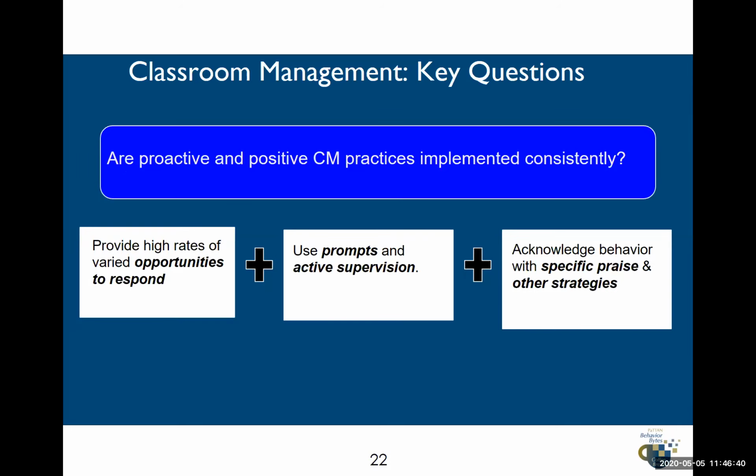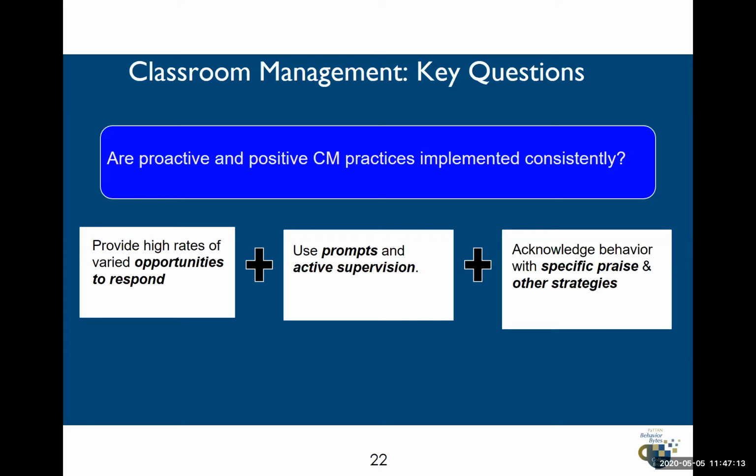Once your students are within your classroom, we then ask the question, am I using proactive and positive classroom management practices consistently? And consistently is the key word, because remember, we said we know what research tells us works, but we want to know, are we using those practices every day with our students? So are we providing students with high rates and varied opportunities to respond to instruction? And that's where those effective instructional practices play a part.